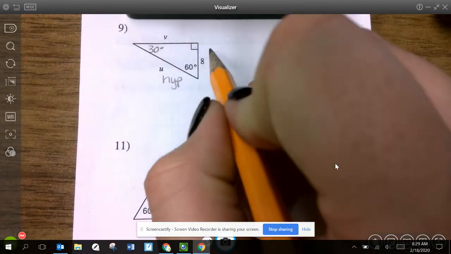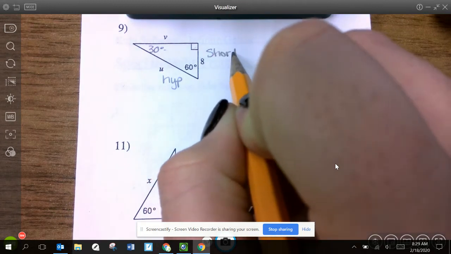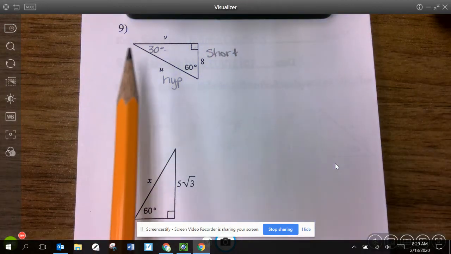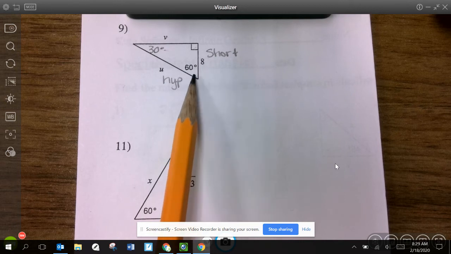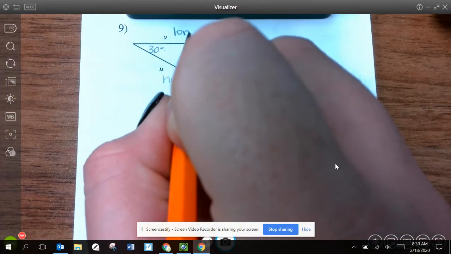My short side is always across from 30 degrees. My smallest angle is always across from my smallest side, so there's the short side. And then my long side is going to be across from 60, which would be V.